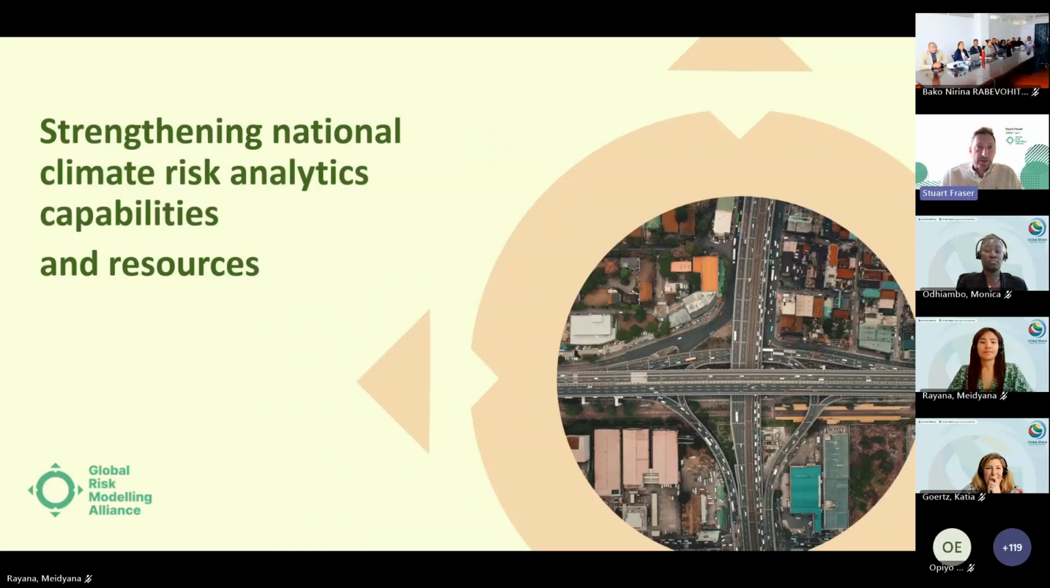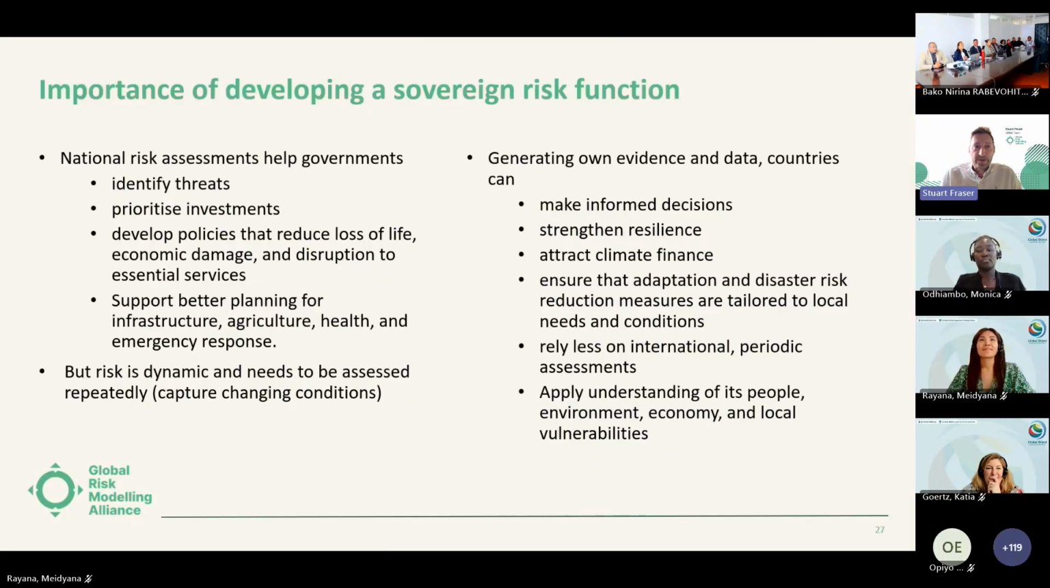Okay, a couple of last quick slides, I'm aware of time. The importance of developing a risk function. I think hopefully that's become clear through the slides I've talked about, but national risk assessments really help that identification of risk, prioritizing investments and policies, and support forward-looking planning across multiple sectors with a risk-informed or data-driven foundation. And a sovereign risk function is really important to maintain that understanding of risk in country, because risk is changing all of the time.